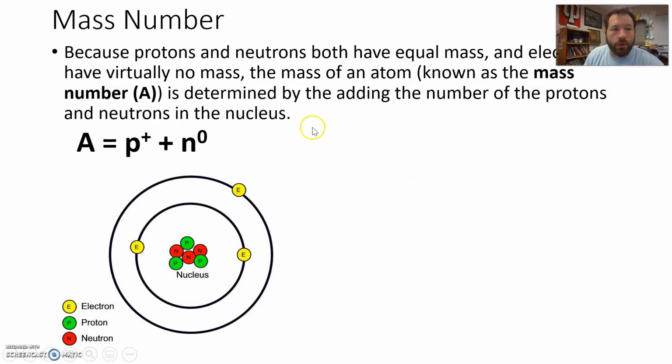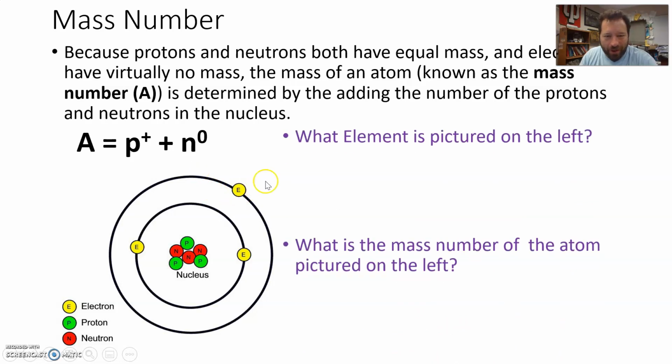This leads us to mass number. So the idea is that electrons have virtually no mass. Again, for this class, we're going to call them no mass. So the mass number of an atom is determined by adding the number of protons and the number of neutrons from the nucleus. So the formula there, protons plus neutrons gives us the mass number A for any given atom.